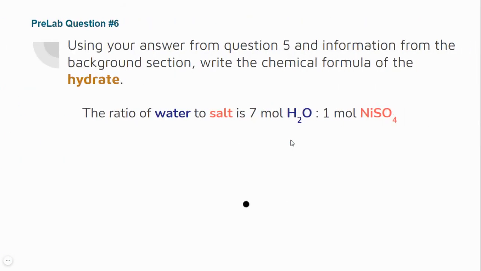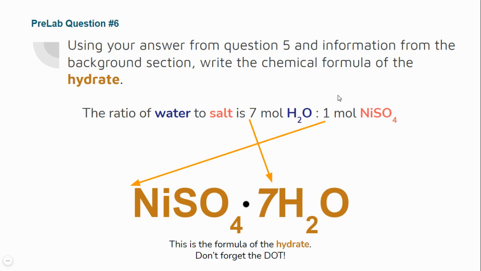All right, number 6 says, using your answer from question 5 and the information from the background section, write the chemical formula of the hydrate. So we calculated in the previous question that the ratio of water to salt is 7 moles of water to 1 mole of nickel(II) sulfate. We're going to use both of those values we discovered and plug them into our formula.